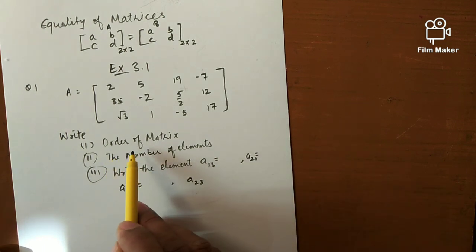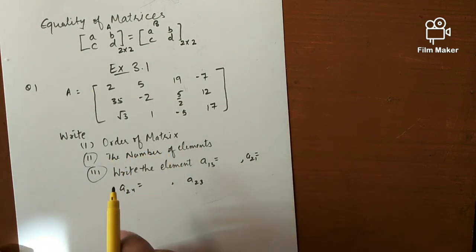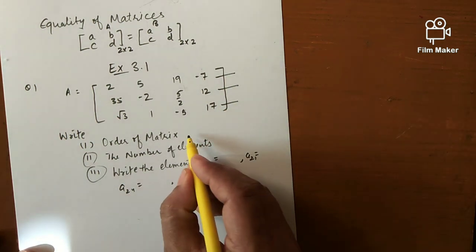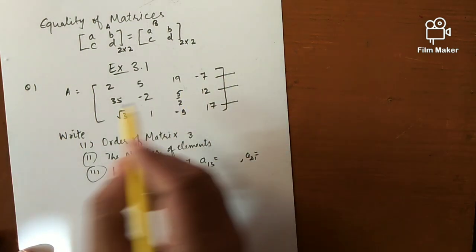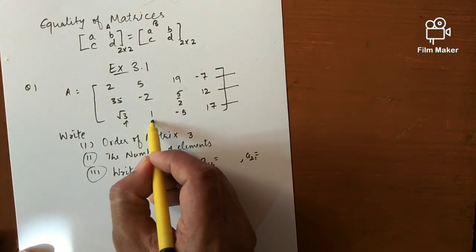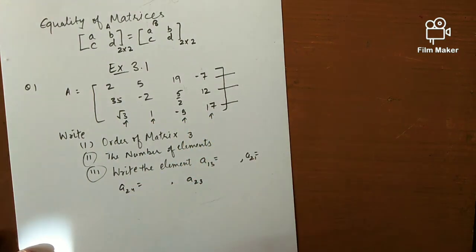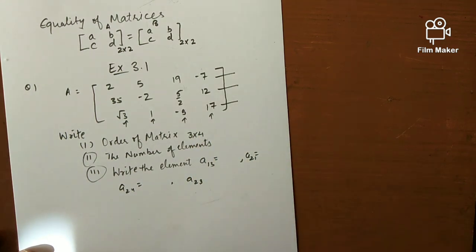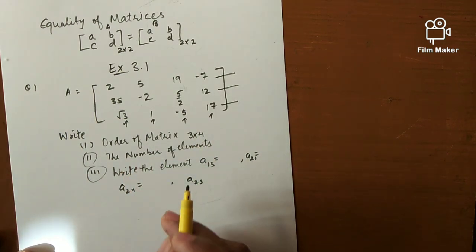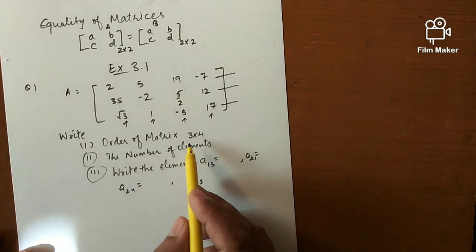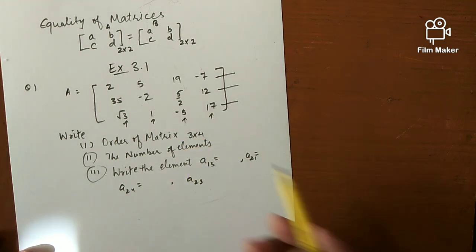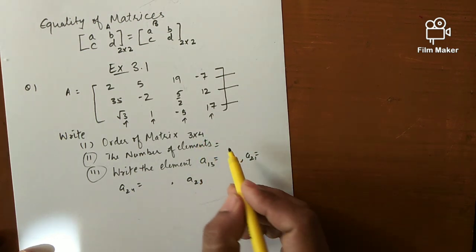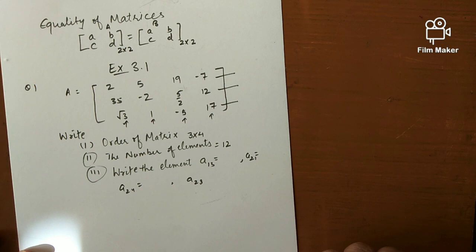The first part asks you the order of the matrix. You can see how many rows there are. There are 3 rows, and the columns are 1, 2, 3, 4, so there are 4 columns. The order of the matrix will be 3 cross 4. Now the number of elements: you simply multiply the number of rows and columns to get the number of elements. Here 3 cross 4 means 12, so the number of elements is 12.